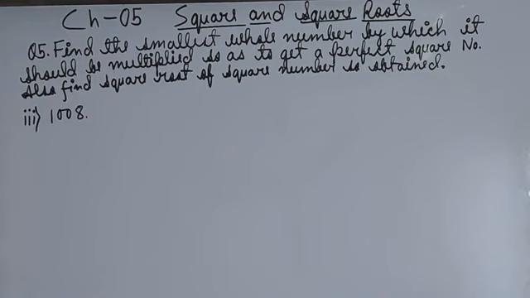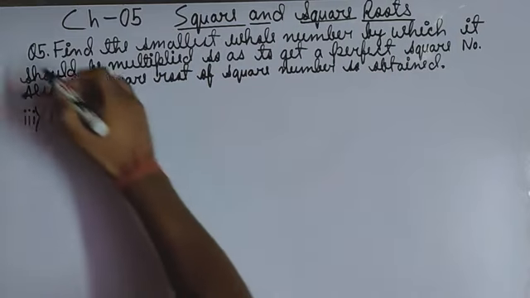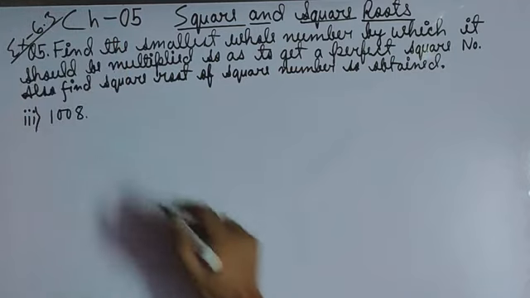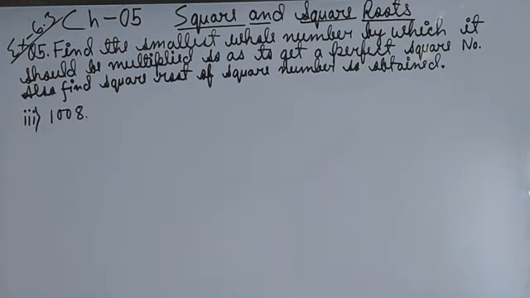We were in exercise 6.3 and so far we have finished up to question number 4, which was based on finding the square root by the method of prime factorization. Now we will move to the next question, that is question number 5.